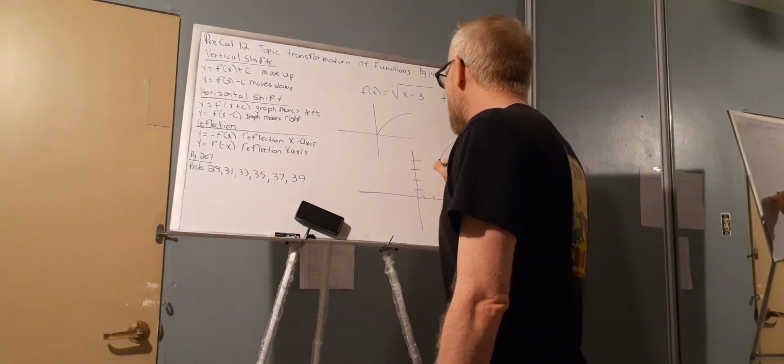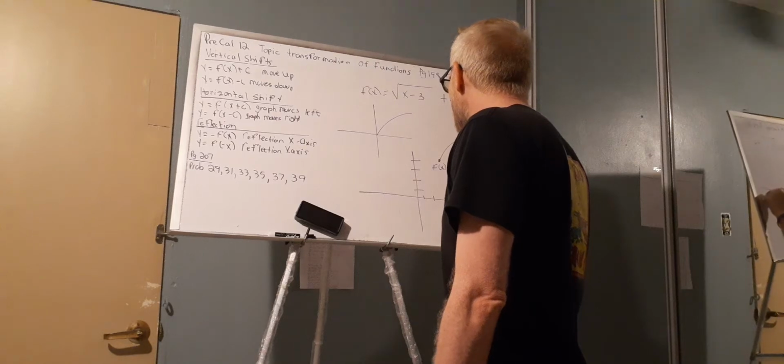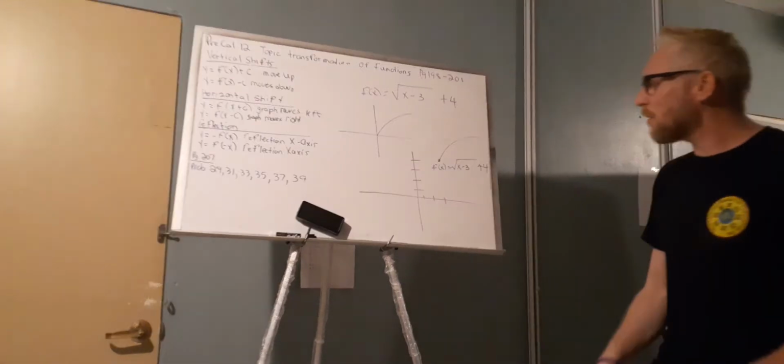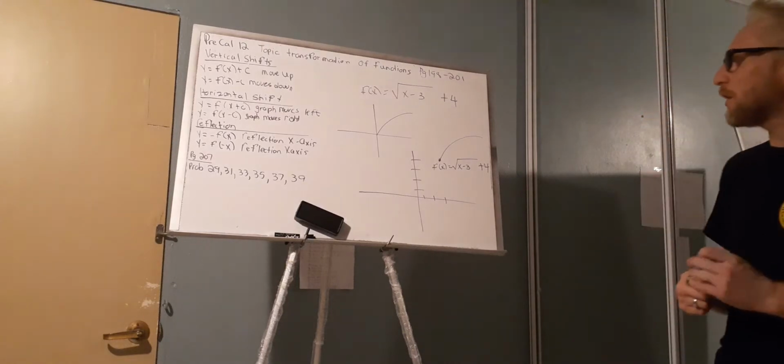So this would be the graph for the function f of x equals the square root of x minus 3, plus 4. Check it out, guys. It's really simple. It's really easy. Nothing out of the ordinary.